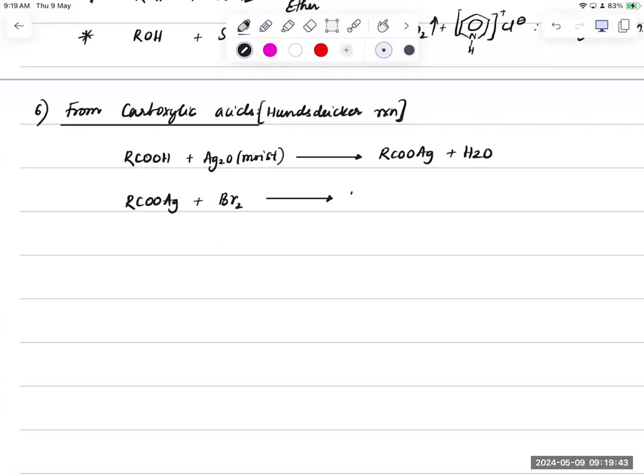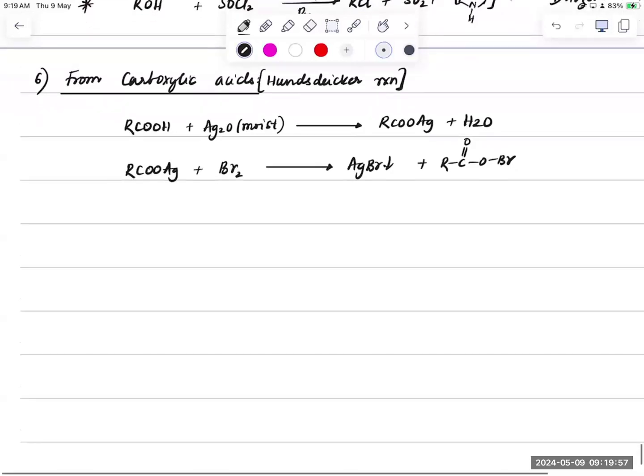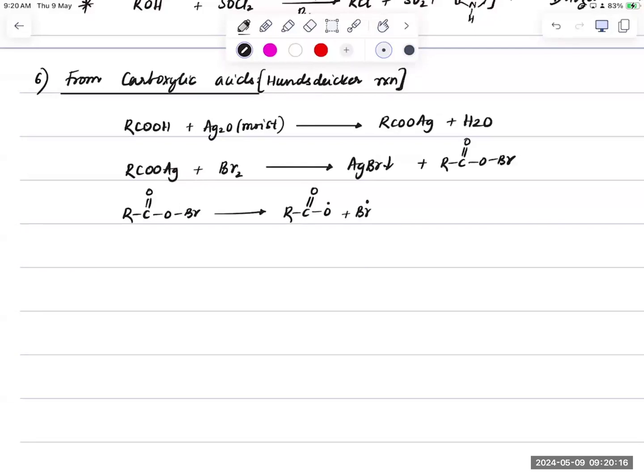On treating with this, we will get AgBr as a precipitate, plus we will get RC double bond O OBr as an intermediate. This is the intermediate which you will get here. Now, this intermediate will undergo a radical mechanism with OBr here. So this would undergo radical formation to get RC double bond O dot plus Br dot here.